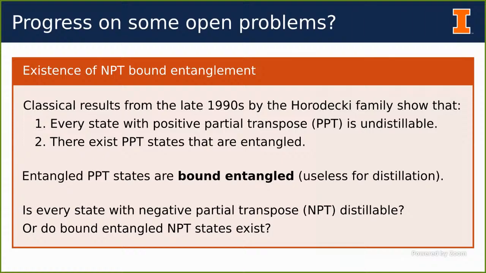They're useless for distillation. And the open problem is the converse statement: is every NPT state, so every state that has a negative partial transpose, distillable? Or are there also bound entangled states that have a negative partial transpose? Mathematically there are known reformulations of this, where you basically check certain properties of states in this large n limit. And here it's related to measurements that you make on the state, but then you check some eigenvalue thing. You check whether these things are PPT or something.